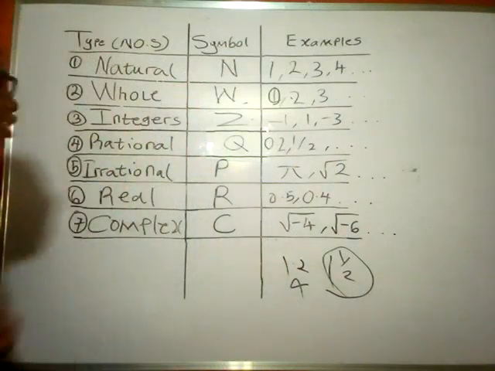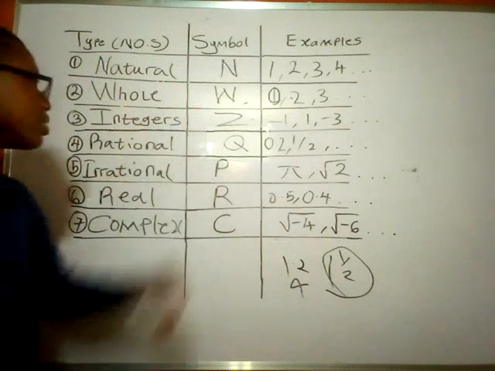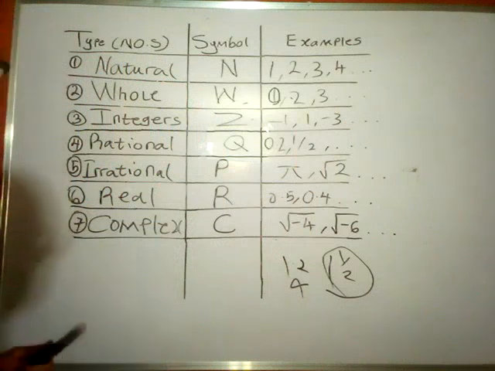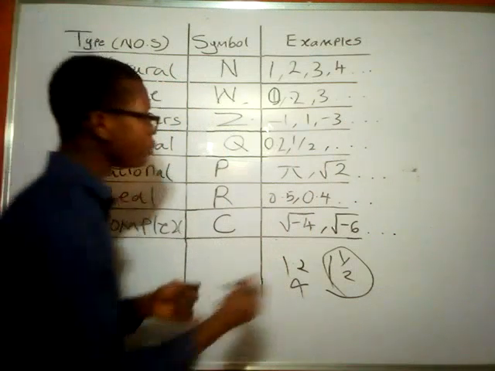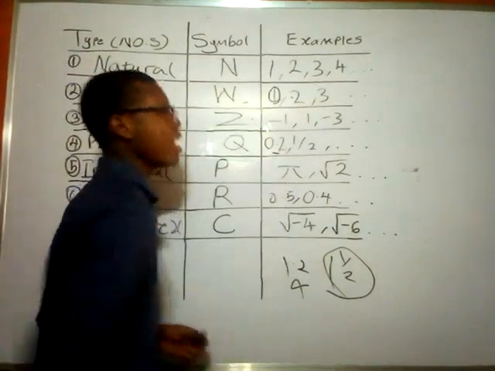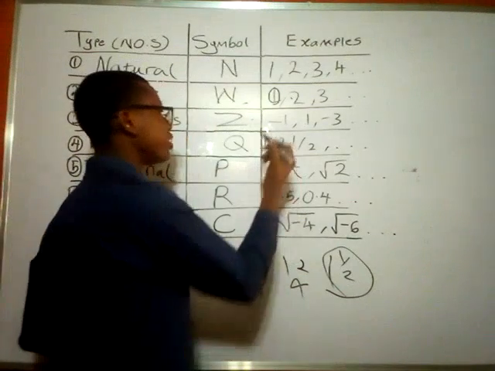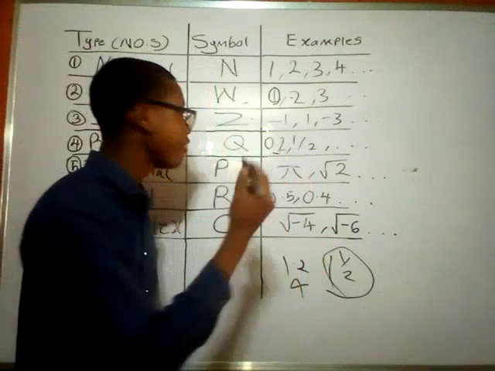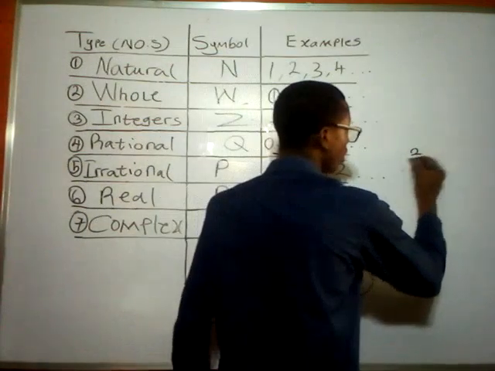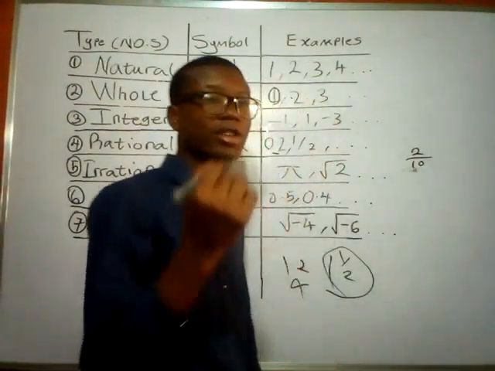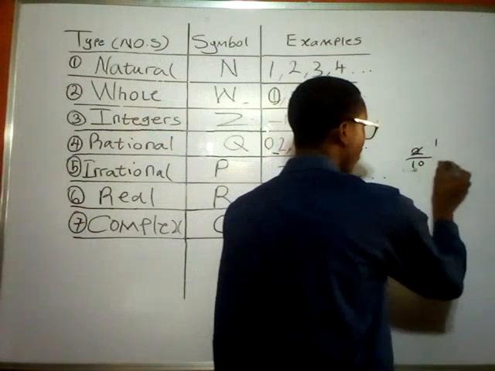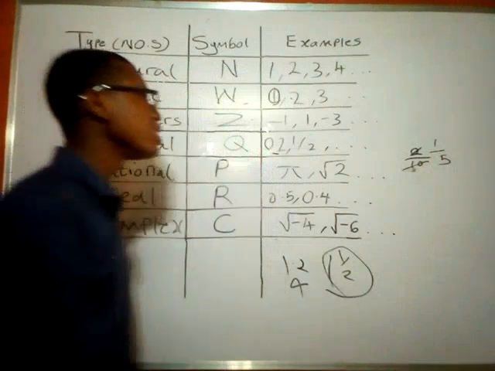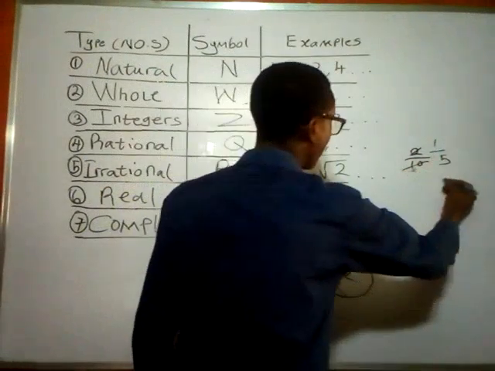We have rational numbers, number 4. Rational numbers are denoted by the symbol Q, and these are numbers which can be written as fractions. For example, we have a decimal number here, and you might be wondering why I said fractions. Yes, this is a decimal, but it can be written as a fraction. That is 2 over 10, and we can also simplify further to give you 1 over 5. That is, 0.2 can be written as 2 over 10 or 1 over 5.